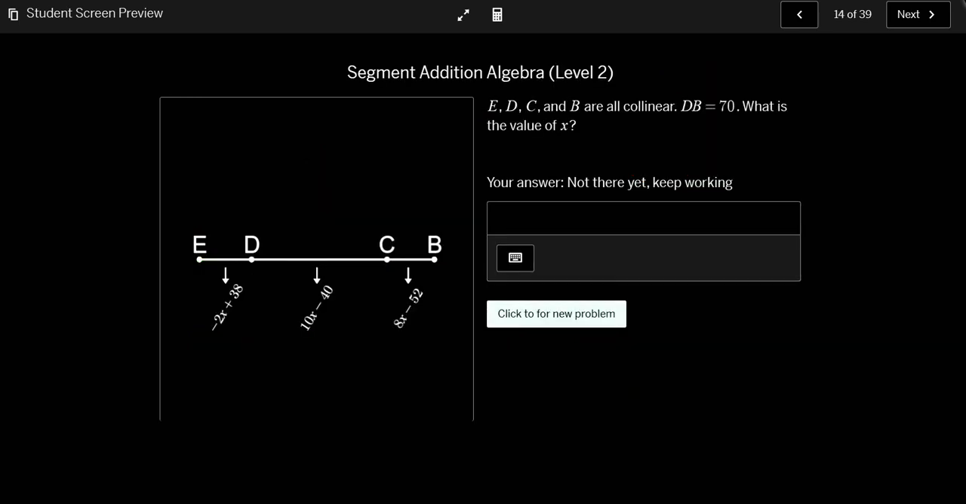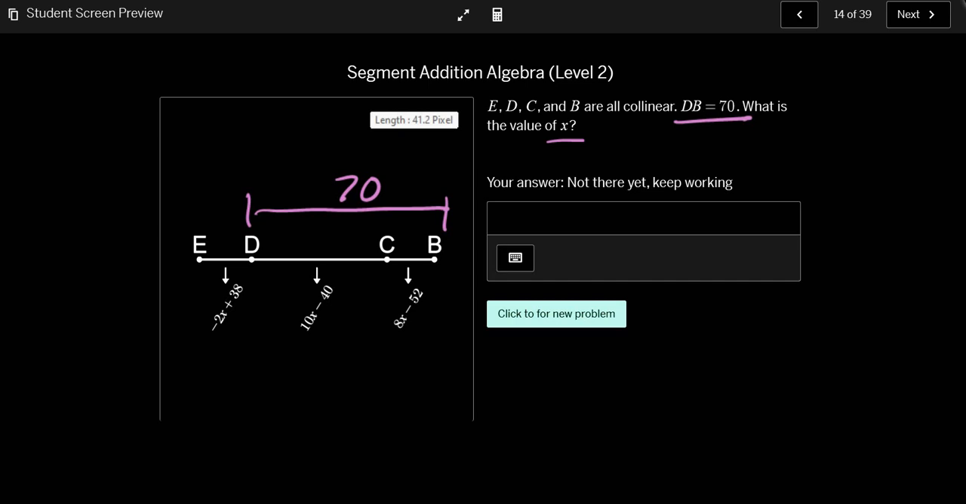And so here's an example of a problem that takes us a step farther. So now our segment's not just cut into 2 smaller parts, it's cut into 3 parts. But if we read the question carefully, we can tackle it just the same. So we're given that DB is 70, and we want to find the value of x. So we go to our diagram, and we label the fact that DB is 70.